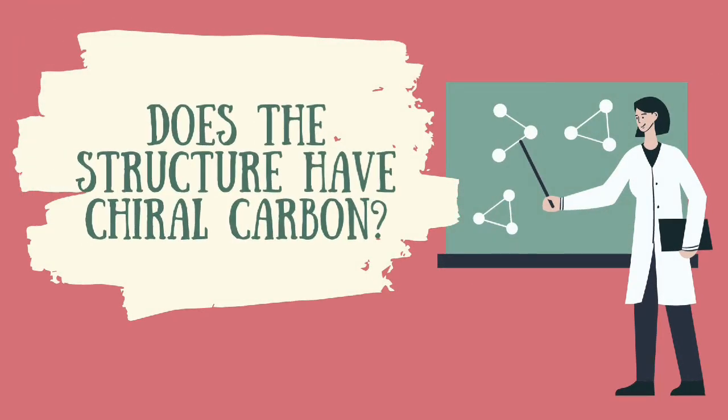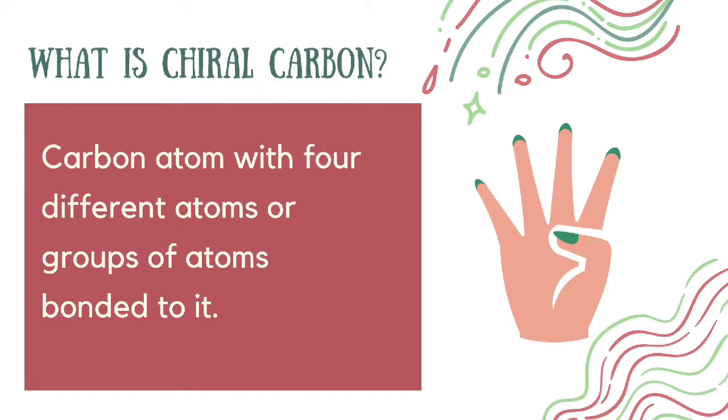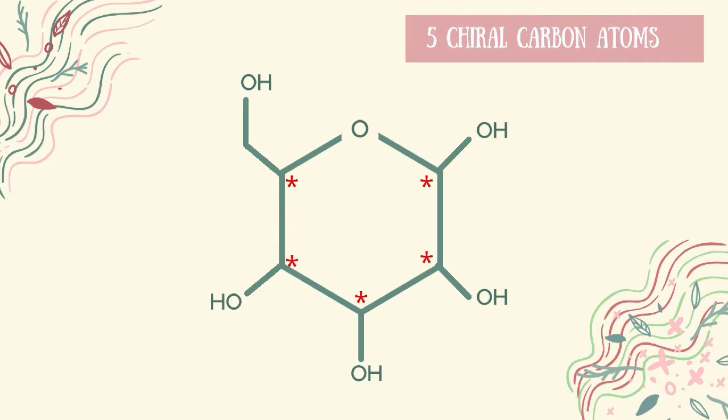The first thing we would want to know is whether the structure has chiral carbon. Well, before that, what is actually meant by chiral carbon? Chiral carbon refers to a carbon atom with 4 different atoms or groups of atoms bonded to it. Carbon atoms with double or triple bonds can't be chiral carbons because they can't have bonds to 4 different groups. If we look into the structure of glucose, we will notice that glucose has 5 chiral carbon atoms. Each chiral carbon is marked with an asterisk.